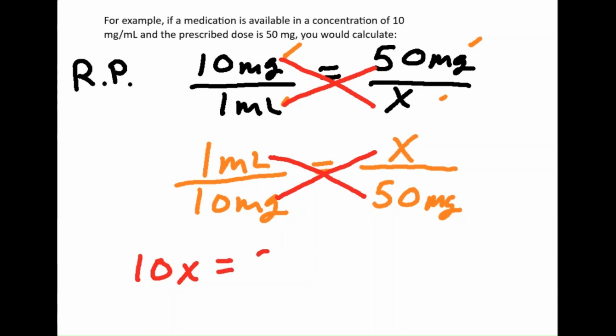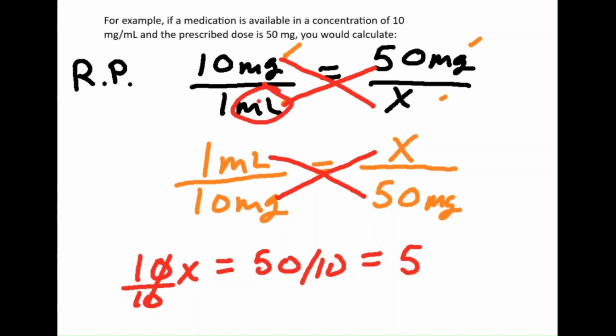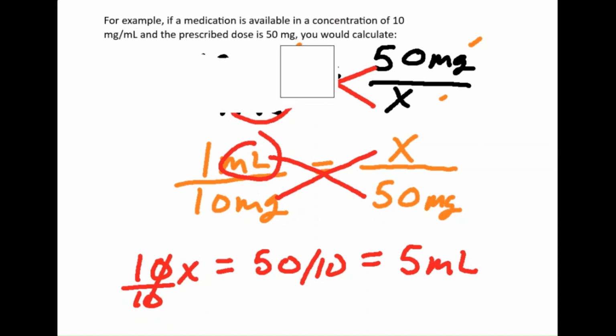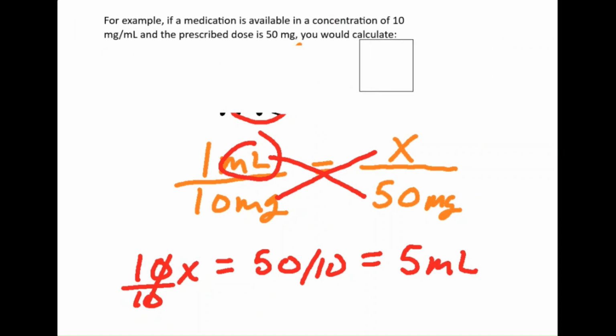So 1 times 50 equals 50. Now remember, in order for us to cancel out this 10, if you remember your basic algebraic equations, 10 divided by 10 cancel. Remember, we have to do that to the other side. 50 divided by 10, which equals 5. And remember your unit, milliliters. All right, and next up will be dimensional analysis.